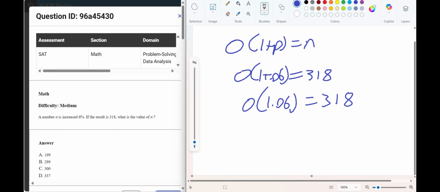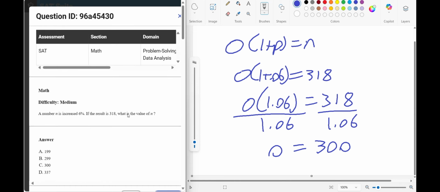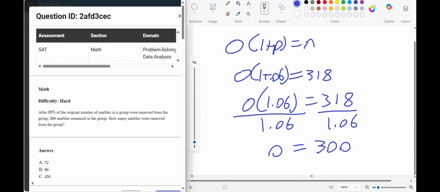So then how do I get to my original number? We just need to isolate again, so divide by 1.06 on both sides. So 318 divided by 1.06, and we should get our original number. In this case, original equals 300. So we started with 300, and after we increase by 6%, we end up with 318. Let's go back over here and check our answer, and it is, in fact, C, 300. Okay, let's look at our third problem.